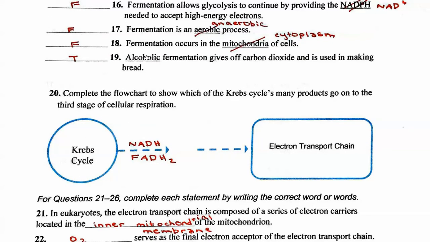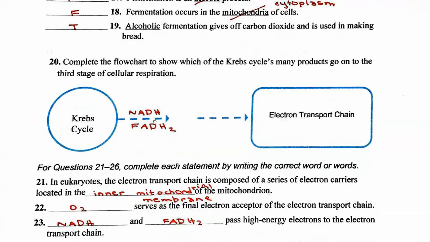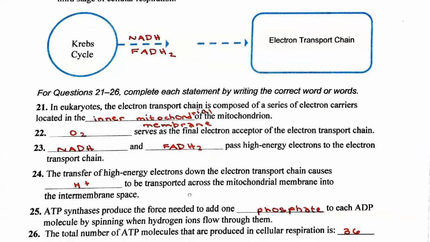Fermentation occurs in the cytoplasm of cells. That's where glycolysis happens. That's where fermentation happens. Alcoholic fermentation gives off carbon dioxide. That's true. All right, so here, guys, all you're doing is saying, okay, in the Krebs cycle, the two things that are produced that are then used by the electron transport chain are NADH and FADH2. So that should be review at this point.